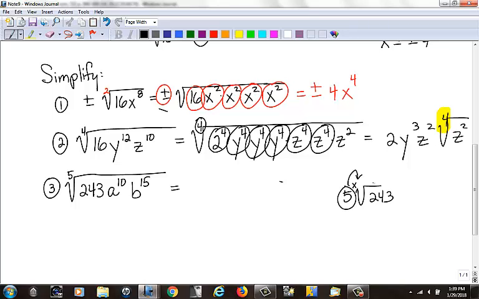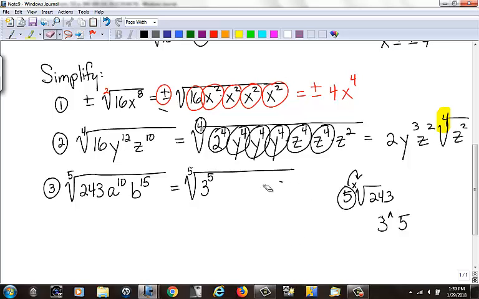You can check it on your calculator: 3 to the 5th power. You have to use that caret symbol, right above the division sign. 3 to the 5th power is 243. So we know that the 5th root of 243, I'm going to write it as 3 to the 5th power.